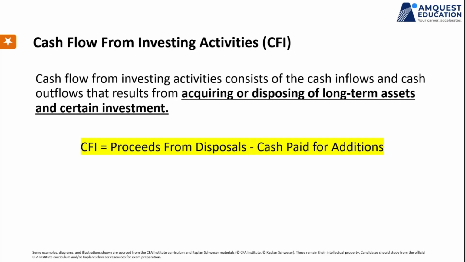in such a case, cash flow from investing activity is proceeds from disposal minus cash paid for additions. If you buy an asset, you are paying to add the asset. But if you are selling, that proceed is coming to you. So cash flow from investing is all about assets purchased or assets sold in the long term.